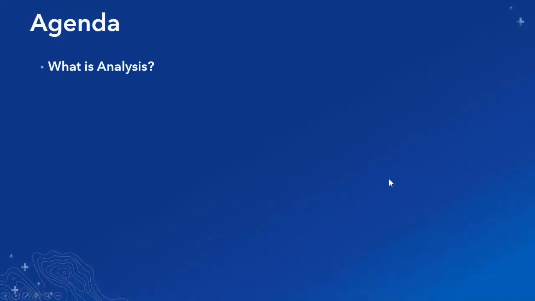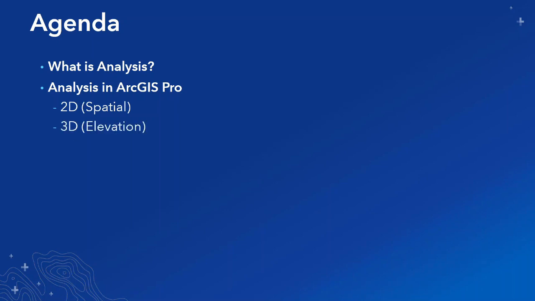So a brief agenda, we'll first define what analysis is, and then we're going to look at analysis in terms of the dimensionality of data. In ArcGIS Pro, we could do analysis in several dimensions, including traditional 2D, the spatial dimension. We can add in the third dimension, some things like elevation or depth or height. We can even bring in the fourth dimension, time. So we'll talk about how to do analysis in these few different dimensions.